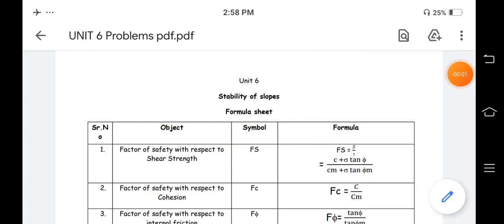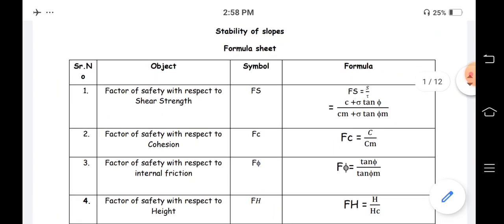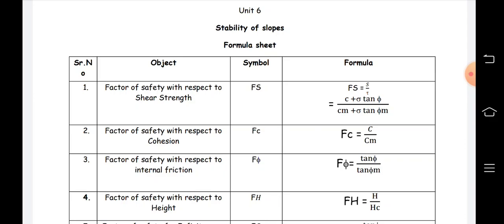So good afternoon all. Now we are discussing the last lecture of Unit 6, that is a problem based on the stability of the side slopes. Okay, so I have prepared the formula sheet for the same. As we know, in this whole chapter we are going to find out the stability of the slope, that means we are going to find out the factor of safety against sliding.